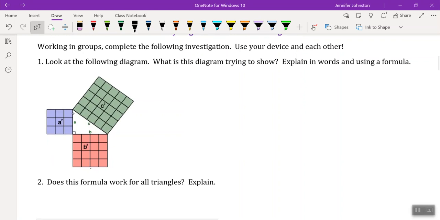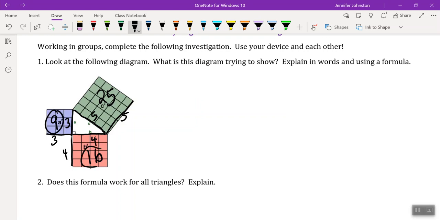Well, hopefully you can see that this has a length of 3, this is a length of 4, and here we have a length of 5. We can also see that this is a 5 by 5 square here, and 5 times 5 gives us 25. We can see that this is a 4 by 4, and 4 times 4 is 16. The area here is 16. And this is a 3 by 3, giving us an area of 9.